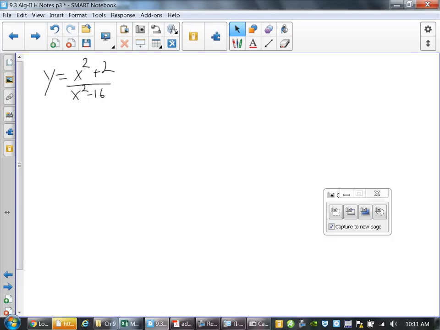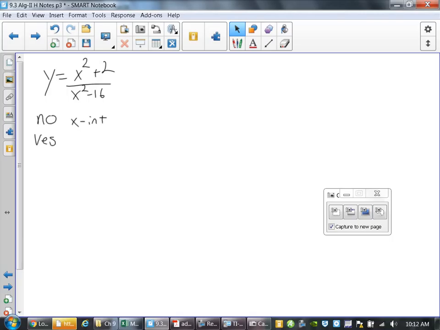Let's try this one. y equals x squared plus 2 over x squared minus 16. X-intercepts, do we have any? No, very good. Why don't we have x-intercepts? Because it's not an imaginary number. Good. No x-intercepts.